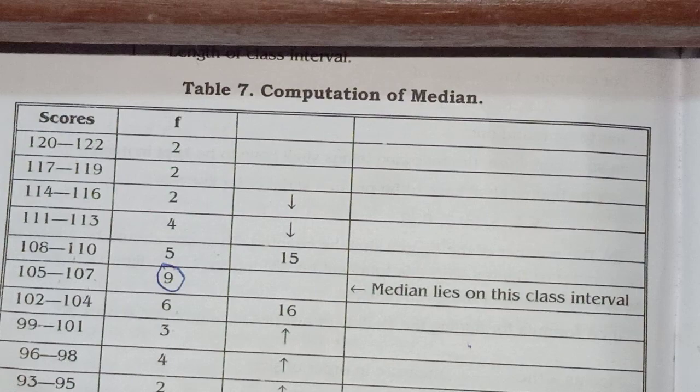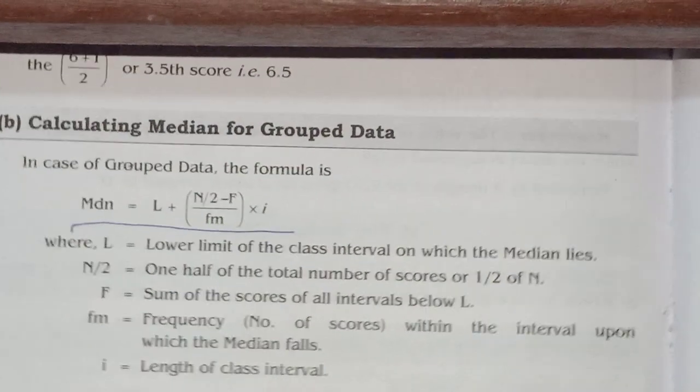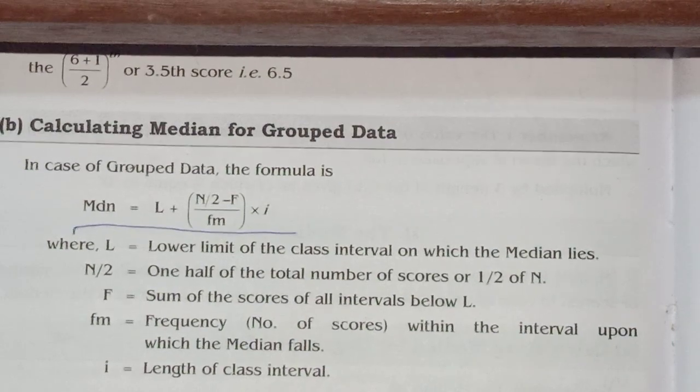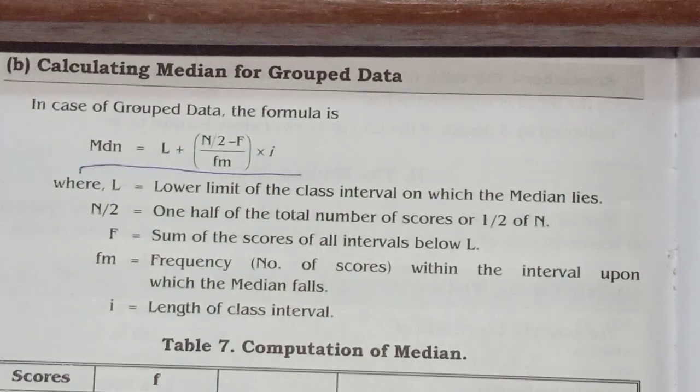And what is i? i is the interval. 90, 91, 92, 93, 94, 95, 96, 97, 98. So what is the interval? The interval is 3. So this is written here. What I just told is written here. Look. Okay, take a screenshot.